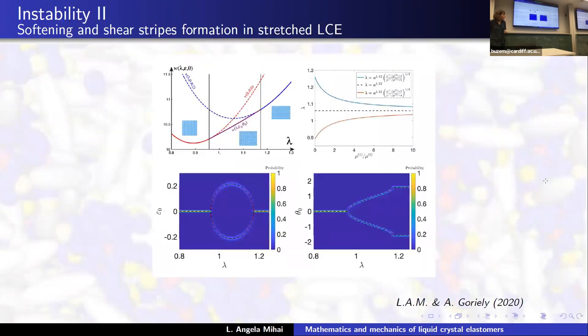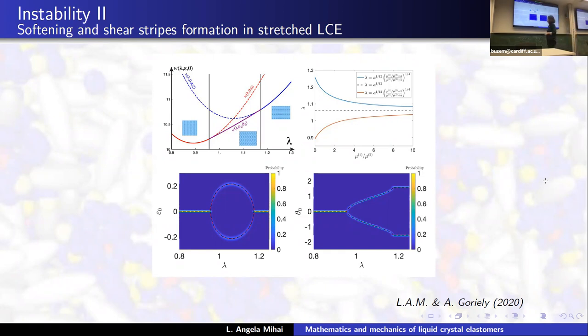Okay, this is not the only thing that we studied. Obviously, we also studied, but I'm not going to go into detail with this one because it will be another full talk, the softening and shear striping instability. So again, one needs a function which, for this type of instability, we did not need the liquid crystal part of the strain energy function. We only used the elastic, but again, it had W1 and W2 in some form.